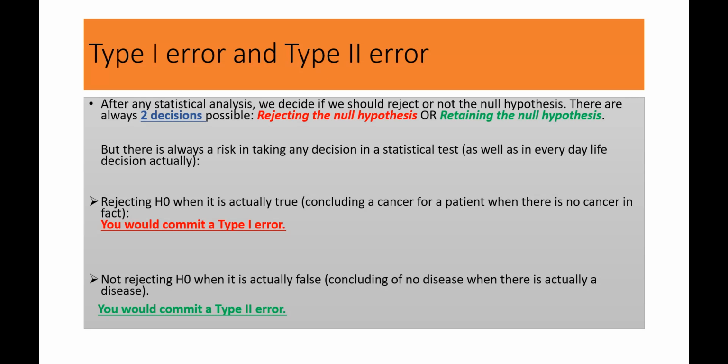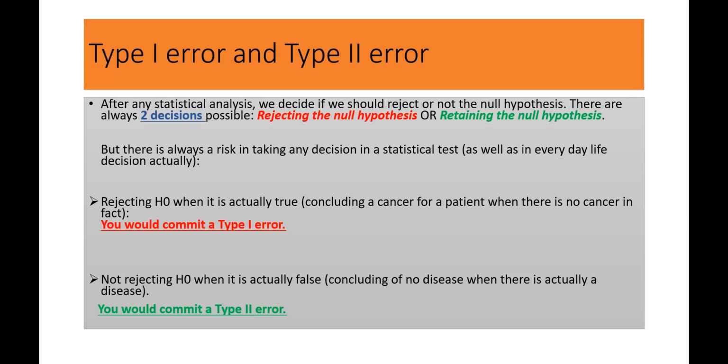So let's say we live in a binary world. So we have either we do not do or we do, okay? Rejecting H0 when it is actually true. So imagine you conclude that a patient has a cancer and in fact he doesn't have any cancer, he's perfectly healthy. You would commit a type 1 error, for example, here, okay?